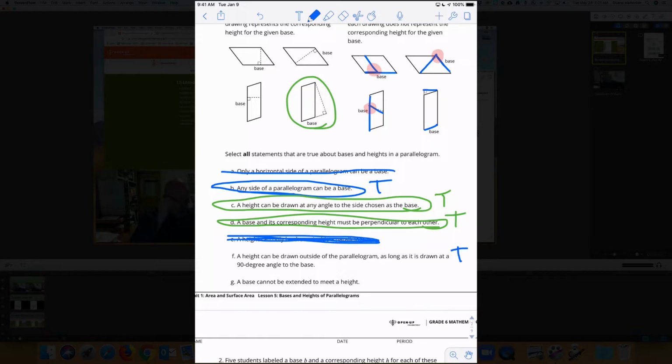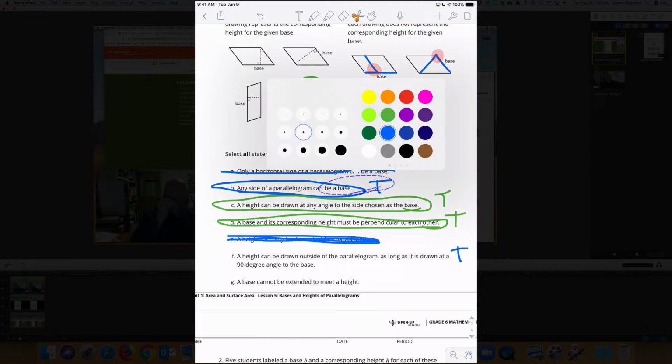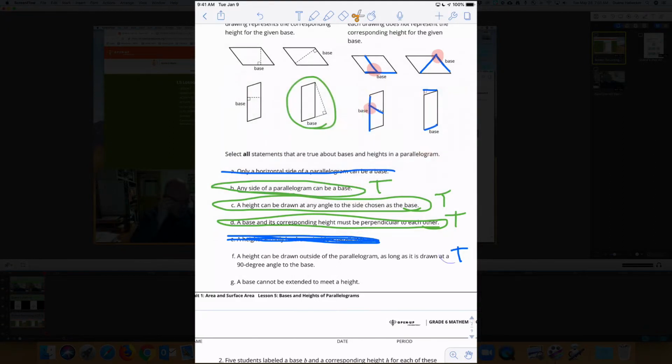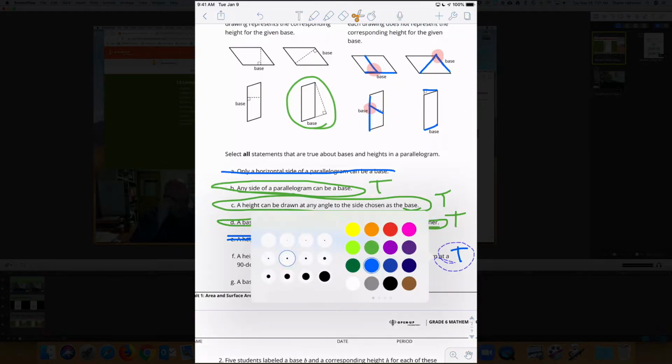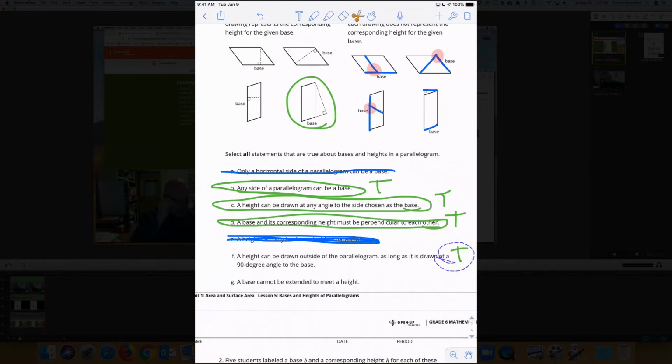Boy, I'm not doing my color coding really well. I want green to be true, and I want blue to be false. That's what I'm all about today. Let's do some serious color coding here. All right, and then let's get that green. All right, so that happens to be true.